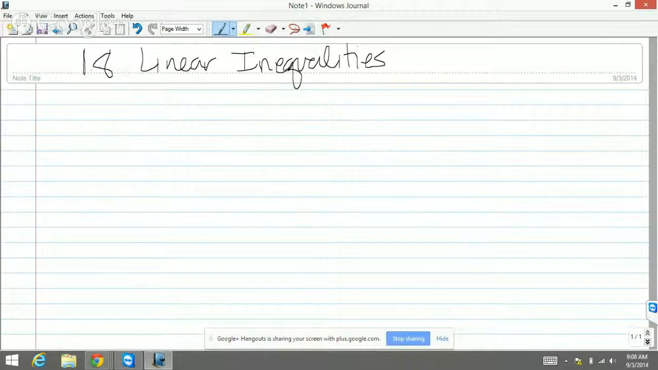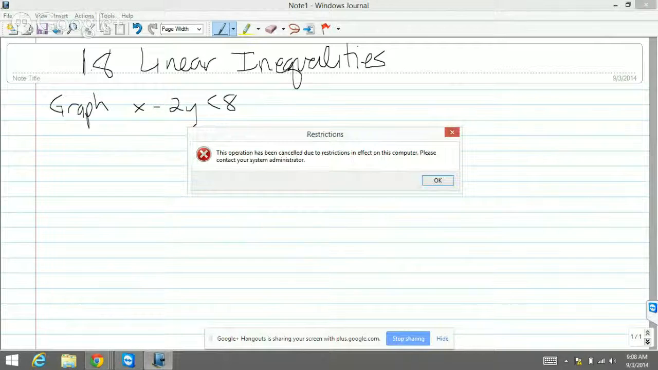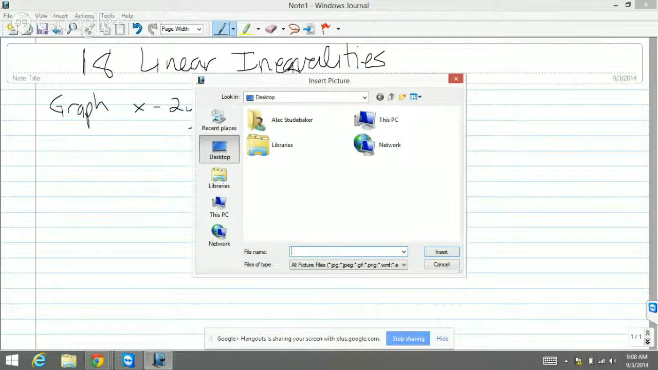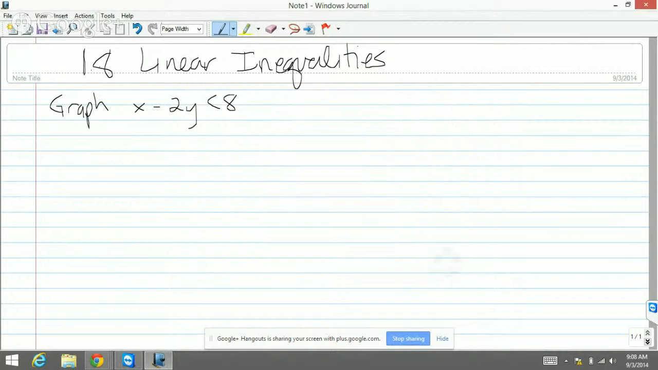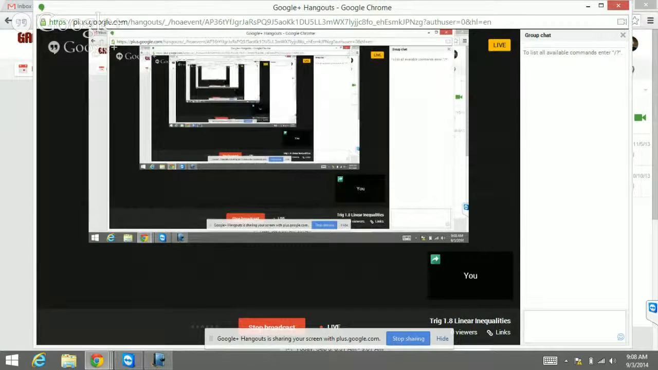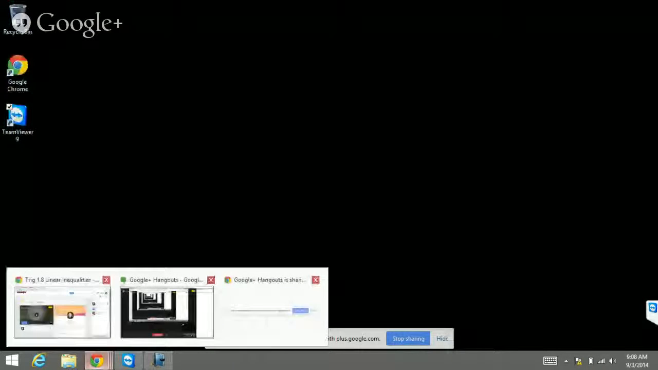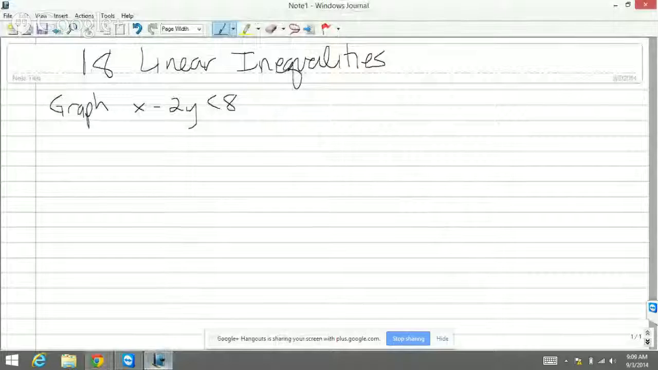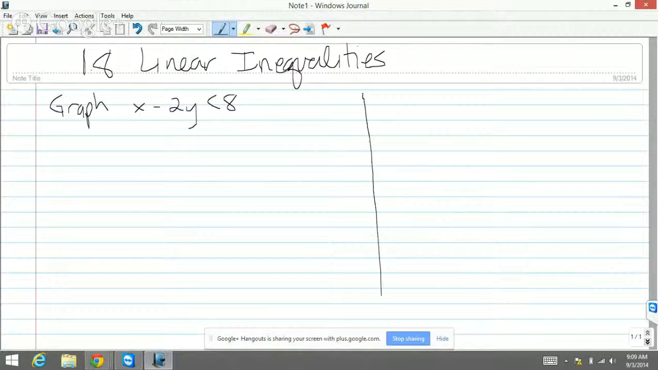Let's go with graph x minus 2y is less than 8. Forgive the sloppiness. It won't let me insert a picture, so I'm going to have to do it by hand.